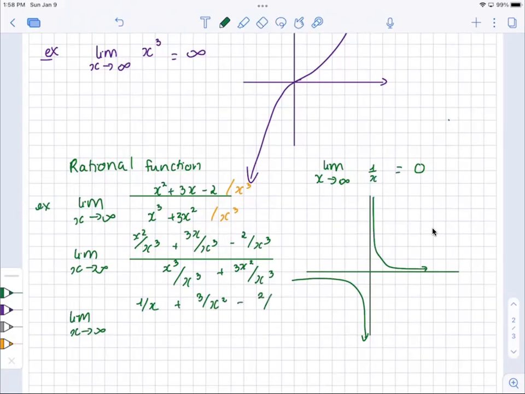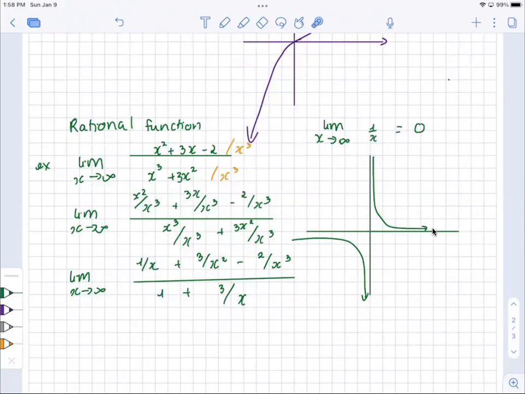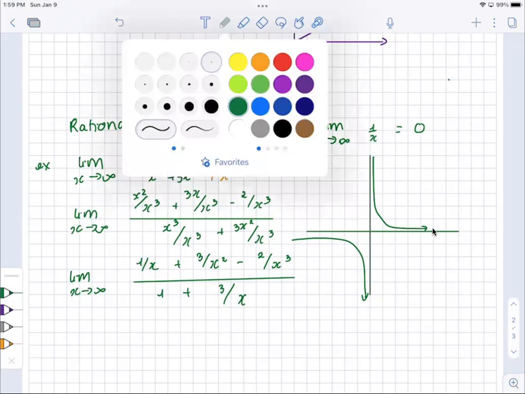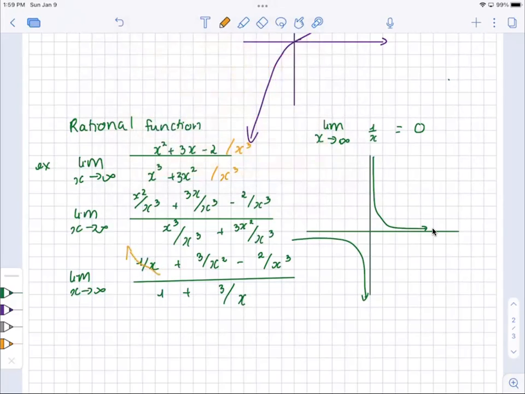and minus 2 over x cubed. That's divided by 1 plus 3 over x, right? So now by the definition, the limit of a sum is the sum of the limits. So you can distribute this limit into each of these fractions, right? So you know that the limit as x approaches infinity of 1 over x is 0, right? So therefore this term goes to 0.